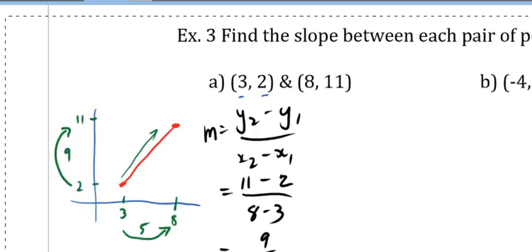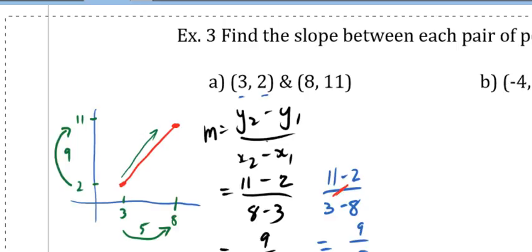So again, just watch for a minute. What if I made a mistake and I did this? 11 minus 2 over 3 minus 8. Yeah, that's going to give me a negative slope. So I'm going to get 11 minus 2, which is 9, over negative 5, which is the same as negative 9 over 5. But that's wrong. It's not a negative slope. Look at those 2 points. So what did I do wrong?